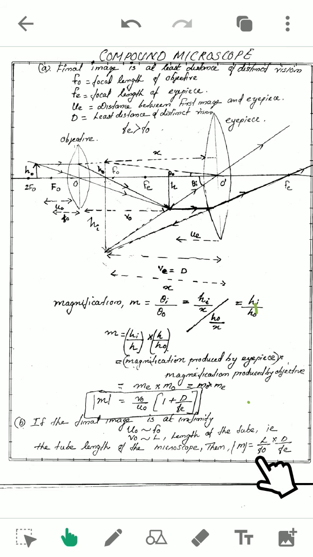Then what is L and fo? Here the object we will keep very close to the focus of the objective lens. That means you can consider uo is equal to fo. Then the image will be very near to the eyepiece, that is the distance between objective and eyepiece, that is the length of the tube. So we consider vo, that is the image distance from the objective lens, is nearly equal to L. So we put the value here, that is L by fo into d by fe.